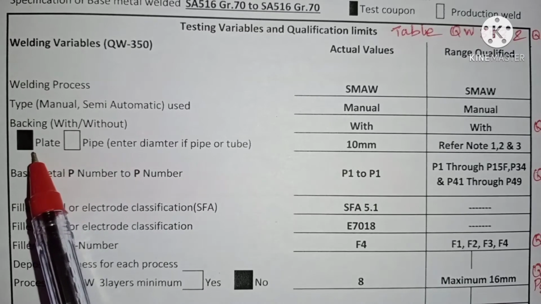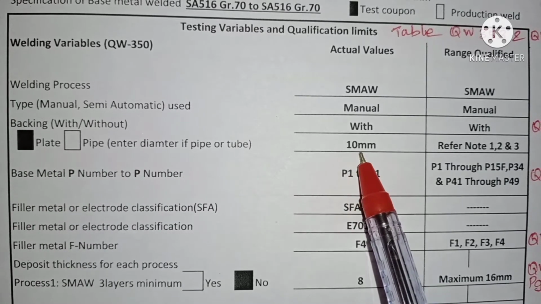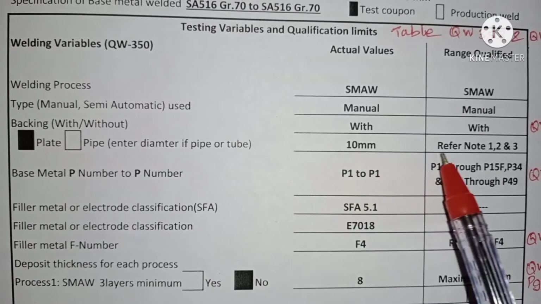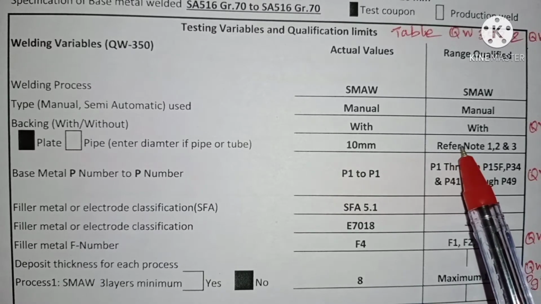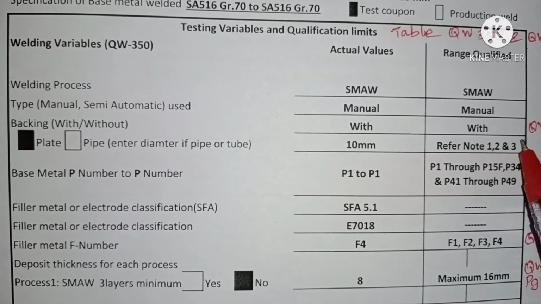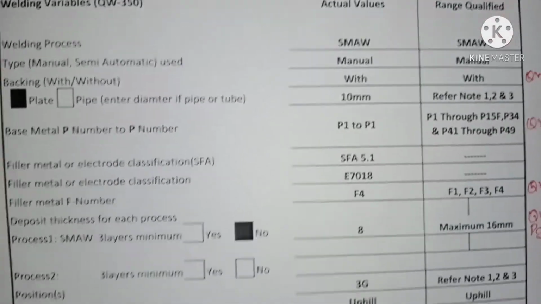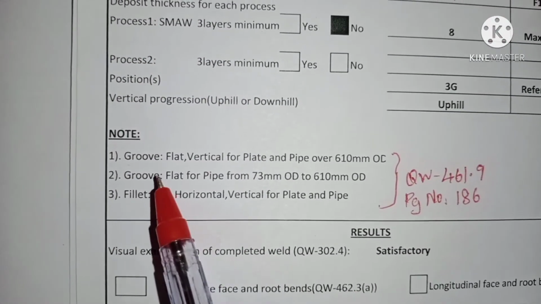Okay. Next, the test coupon, whether it is plate or pipe. We have welded in the plate, so the plate thickness shall be mentioned here, that is 10 mm. The range qualified shall be mentioned here. So here we put reference notes 1, 2 and 3. So we can come to the notes and refer to them.